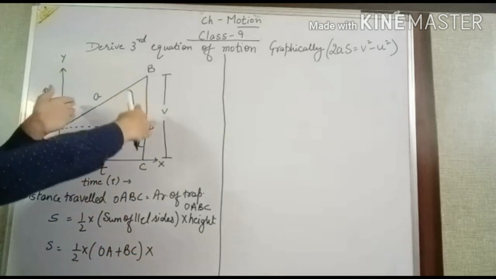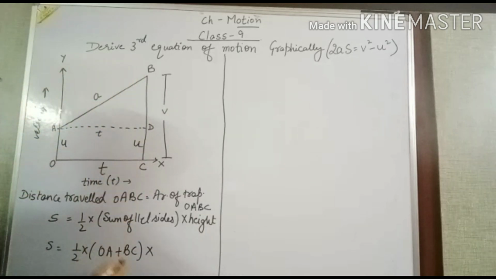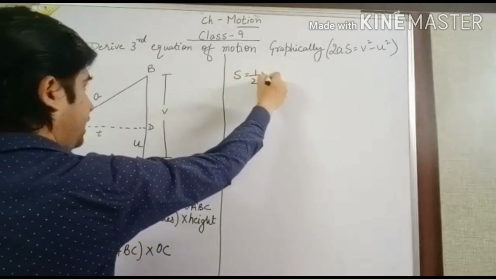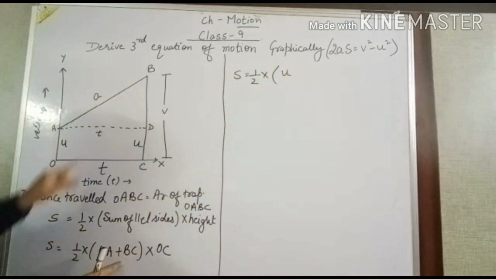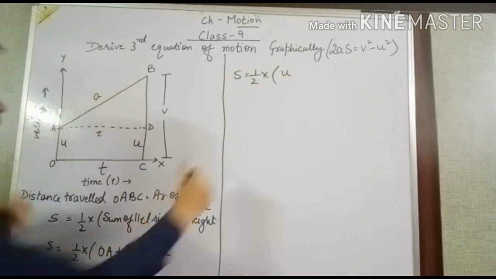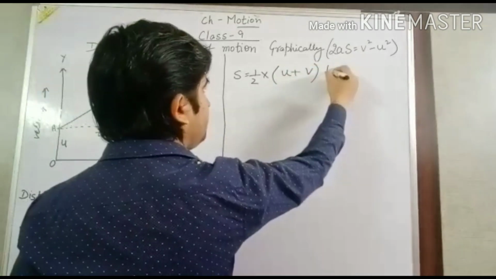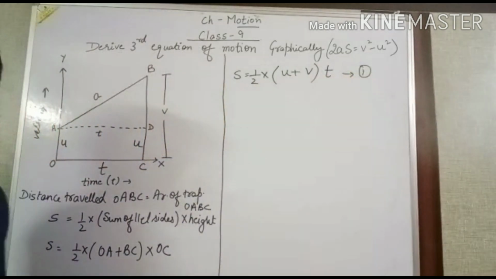Now if we keep this trapezium with the parallel sides at the top and bottom, then my height is OC. Now after putting the values, what I'll get, S is equal to half into, my value for OA is U plus the value for BC is V, that is U plus V, and my OC is T. So I have got this. We assume this equation as first equation.